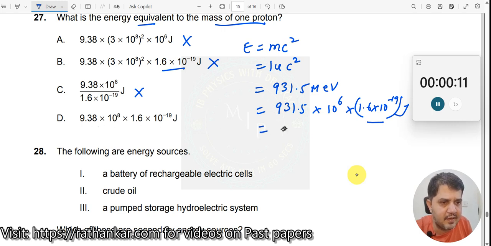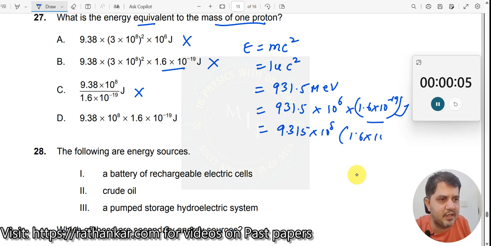Okay, might be I will write this as 9.315 into 10 to the power of 8 into 1.6 into 10 to the power of minus 19. Now look at whether this resembles the same. See, this is 9.38, I put 9.315. Okay, closer to it because the constant varies from one book to other book. So here this is 9.38. So as a result of it, this 10 power 8 is here, 1.6 10 power minus 19 is here, everything is same. So D is the right answer.